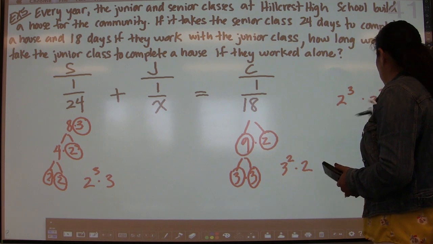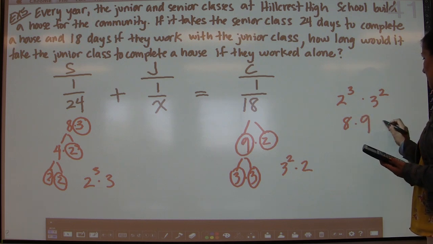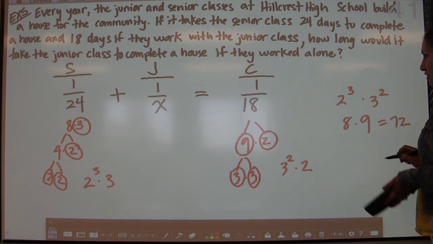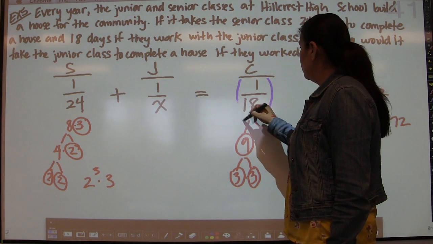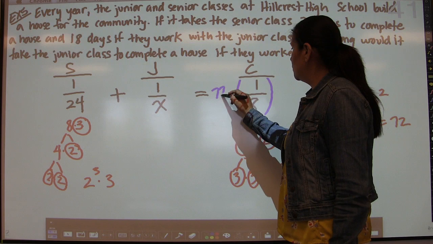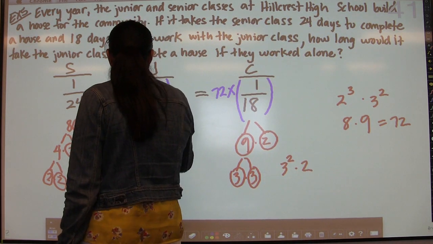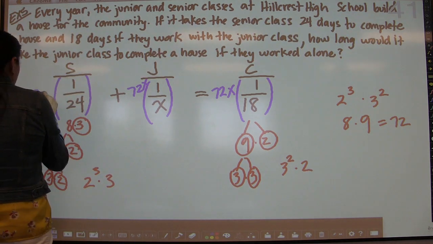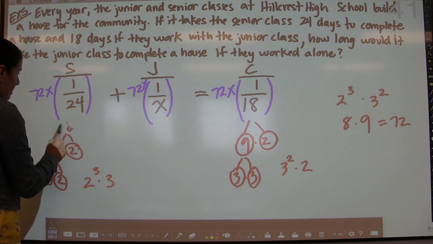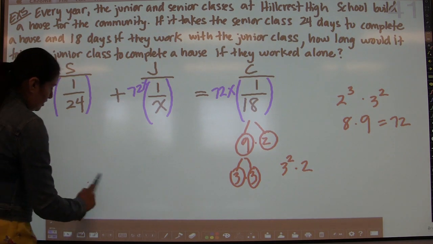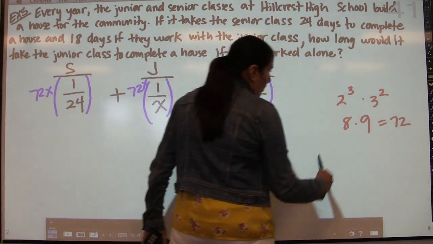So this becomes your least common denominator, and 2 cubed is 8, and 3 squared is 9, and 8 times 9 is 72. So it turns out that our least common denominator is 72x. So we're going to multiply everything by 72x, 72x and 72x. Alright, at this point I'm going to erase my prime factorization or my factor trees here because we don't need them anymore. But I hope you understood where I got the 72 from.